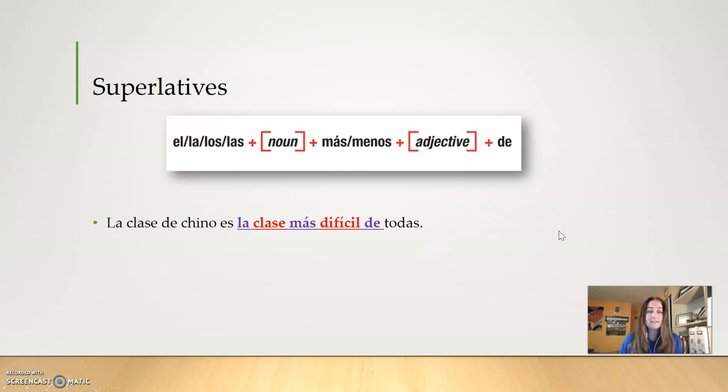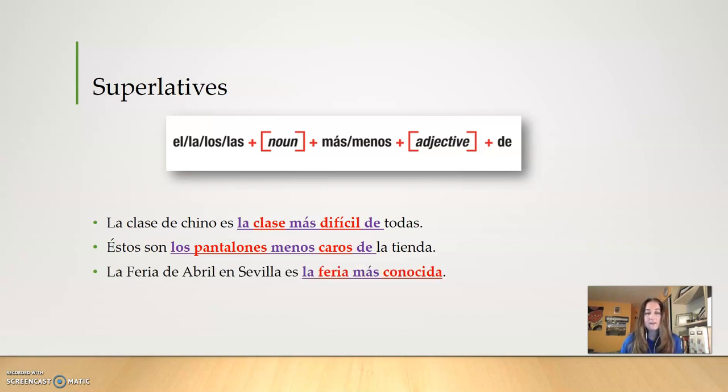Por ejemplo, la clase de chino es la clase más difícil de todas. Chinese class is the most difficult class of all. La clase más difícil de todas, of all of them. Estos son los pantalones menos caros de la tienda. Los pantalones menos caros. The least expensive pants de la tienda.